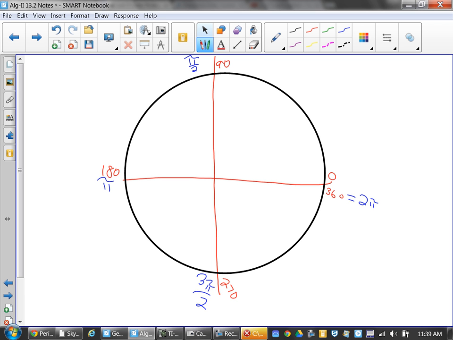Okay. All right. Let's get even weirder. 45 degrees. 45 degrees is halfway between 0 and 90, isn't it? Yeah, right. So pi over 4. Perfect. It's pi over 4. Very good.